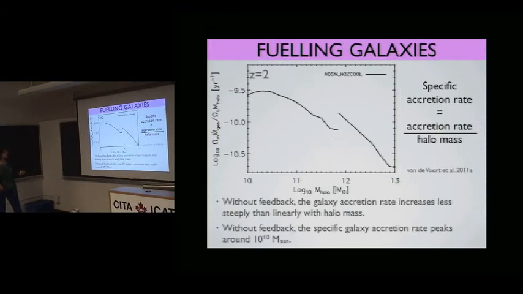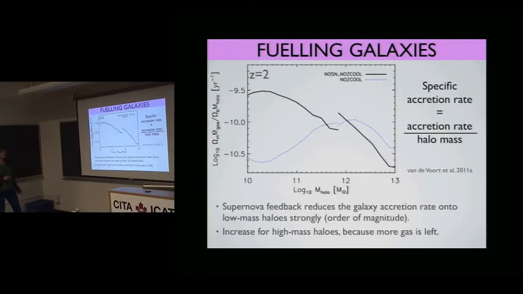This changes, however, if you add supernova feedback, because it reduces the galaxy accretion rate in low mass halos massively, by an order of magnitude, and it makes halo growth most efficient for galaxies in a halo of 10 to the 12 solar masses. Including the supernova feedback actually increases the galaxy accretion rate for high mass halos, because the gas that would have otherwise been locked up in low mass objects is still left over at a lower redshift, and still able to accrete onto a high mass galaxy, just because it's not inside a galaxy or in stars yet.